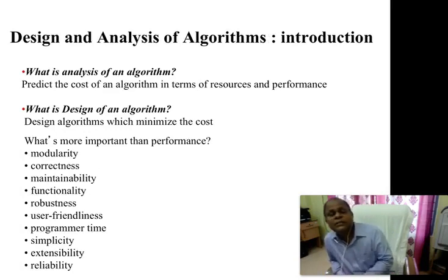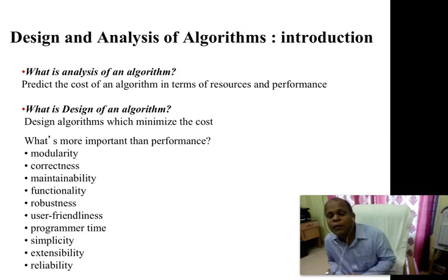Now, what is analysis of an algorithm? As I have already told, predicting the cost of an algorithm in terms of resources and performance is called analysis of algorithm. Suppose you have written an algorithm. Before writing the program, you have to analyze the algorithm: how many resources the algorithm will take. Resource means how much time it will take to run in terms of the input, that means how many seconds it will take, and how much memory it will also consume.